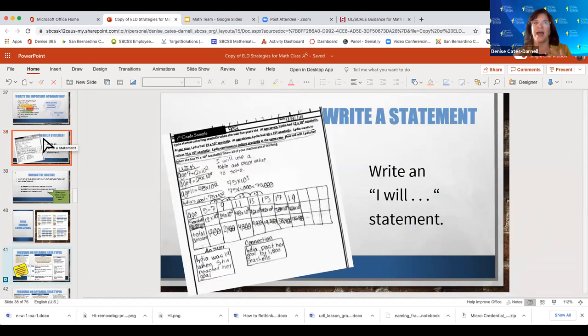As adults, we kind of jump to that. But at this point, I want my students to write an I will statement, because I want them to think about what tools or strategies will I use to help me solve the problem. This is not my solution. This is my plan for how I'm going to solve this problem. So is there a tool that can help me? Would a drawing help me, or making a picture of what's happening? Does a table help me? Do I need to use manipulatives to help me solve it? What kind of manipulatives would I use? So please write an I will statement to articulate your plan of how you will solve the problem.